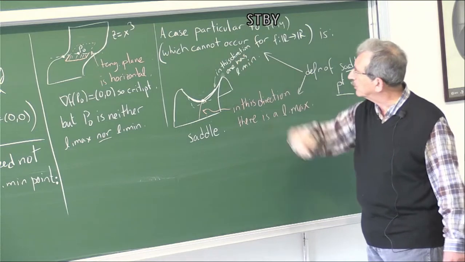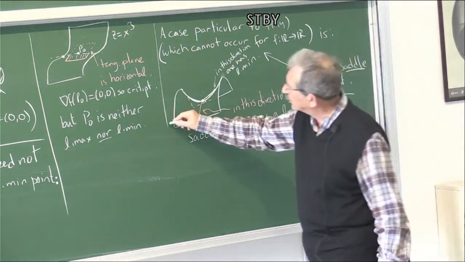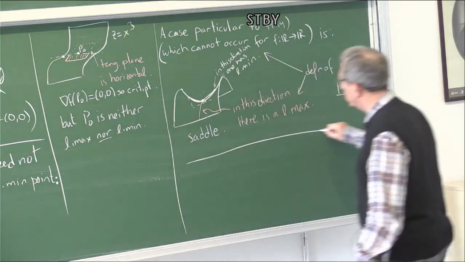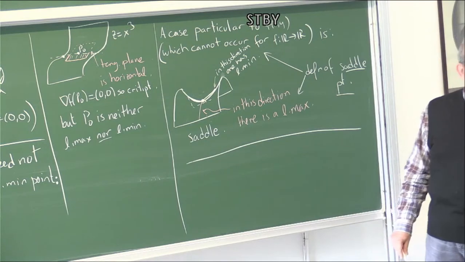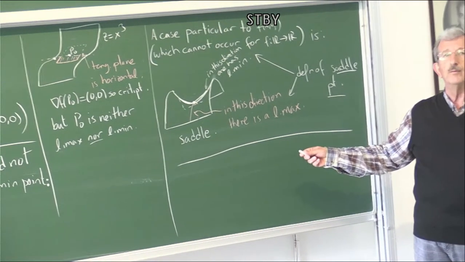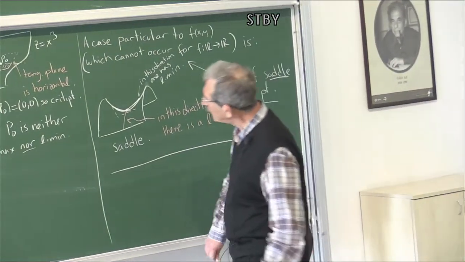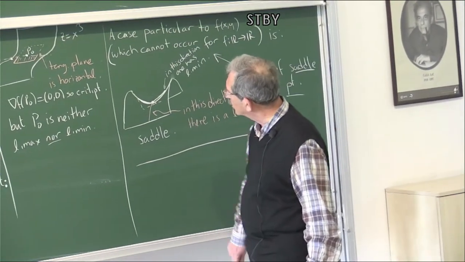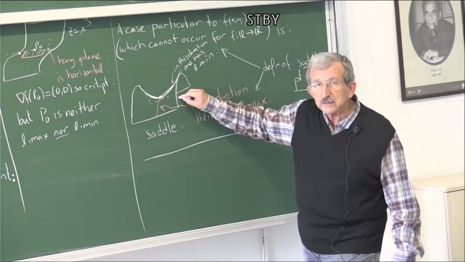In some direction, you have a local minimum. In some, you have a local maximum. Now, this cannot happen for a function of one variable because you don't have many directions. You have just the x direction where x can move. That's all.